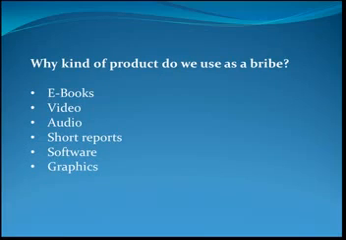So what kind of products do we use as a bribe? Well, there's various things we can do, and here's some examples. We can create ebooks, video, audio, short reports, software, and graphics. So we can use any of these as a bribe to give away in order to capture the email address of the person coming to our site.